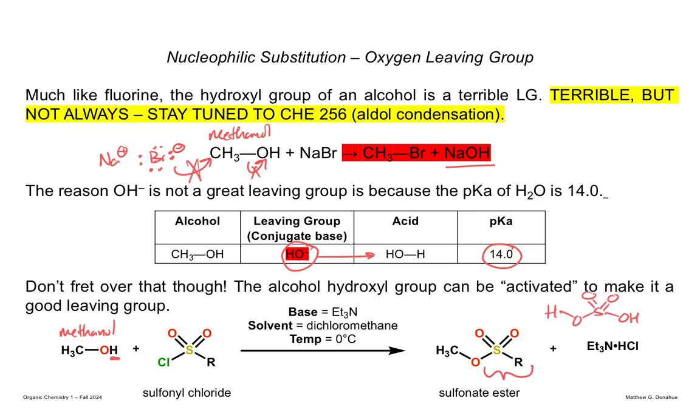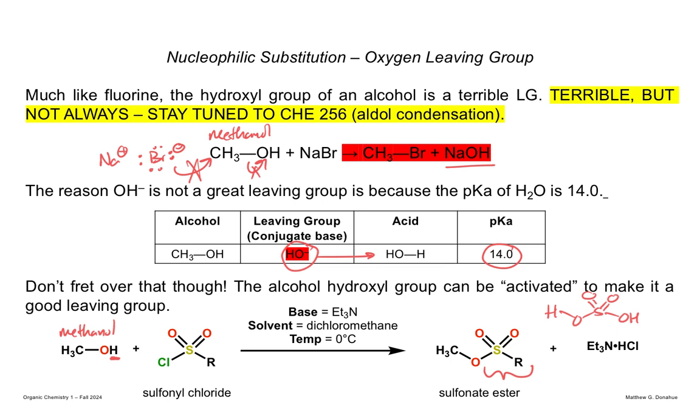So we know that sulfuric acid is a strong acid, and so when the nucleophile attacks that, you break that CO bond, you get that conjugate base. That's a nice stable conjugate base as a leaving group. And so you've activated the OH to the sulfonate ester, and now you can displace it.